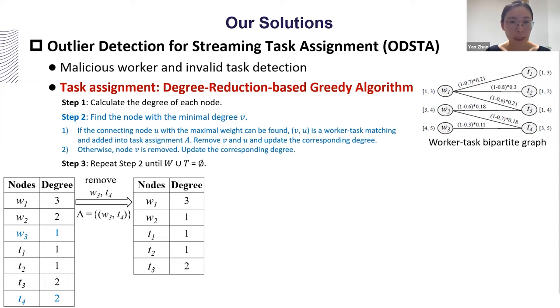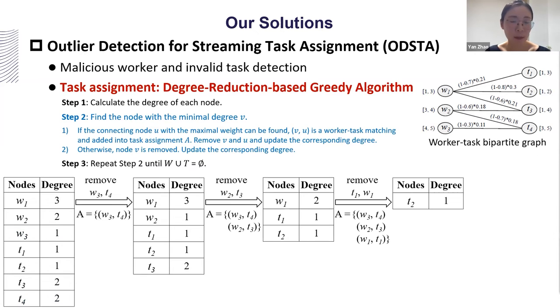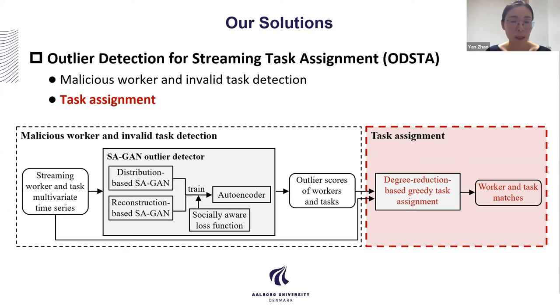Accordingly, the two nodes are removed and the corresponding degree is also updated. Based on this process, we can get the task assignment. When the current node with the minimal degree has no connecting nodes, like task two, we just remove task two and update the degree. We repeat step two until the worker and the task sets are empty. Finally, the worker and task matches or assignments are obtained.